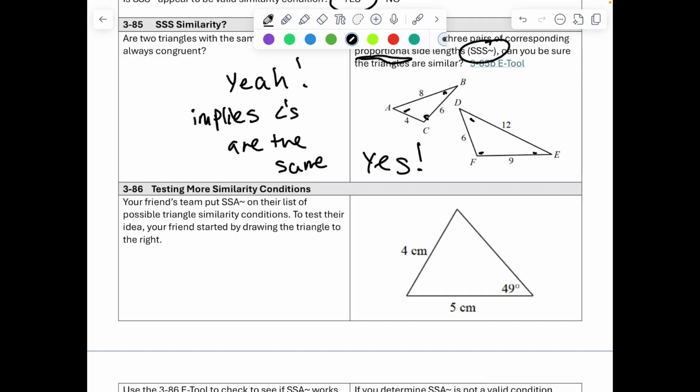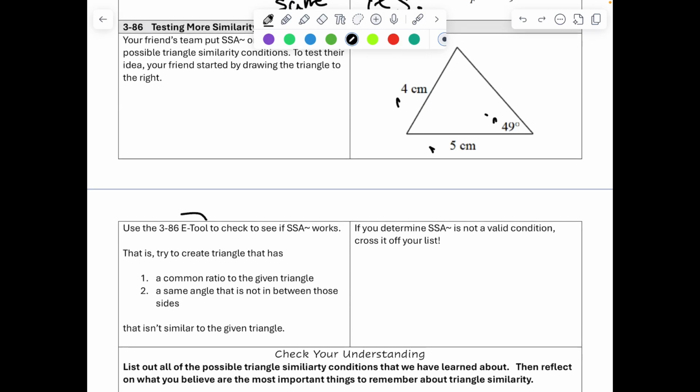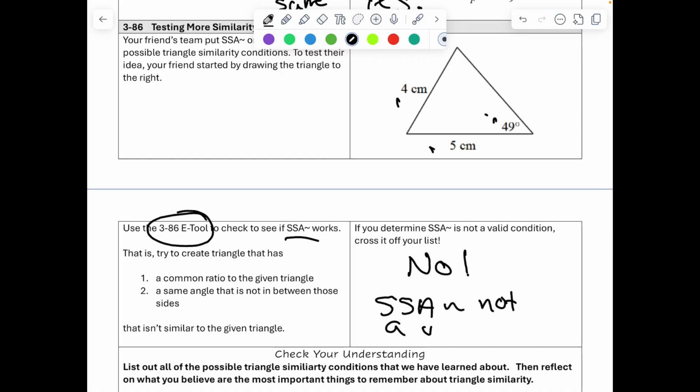We're going to be testing out SSA. Okay, so here's where we have SSA. If the angle was over here, then it would be SAS, but because it's not in between the two sides, it's SSA. And we would use this e-tool to check if it works. And it turns out that it does not work, okay? This is not enough information to say that these triangles are similar. So, no, SSA is not a valid condition.